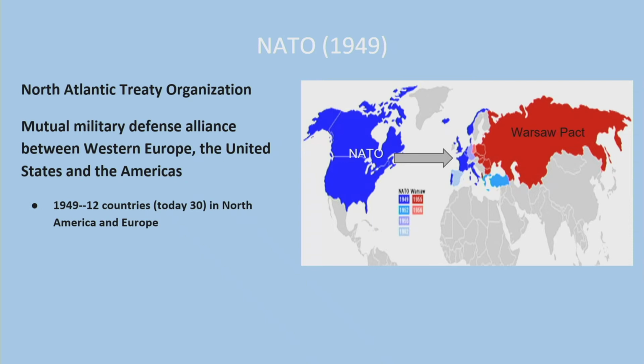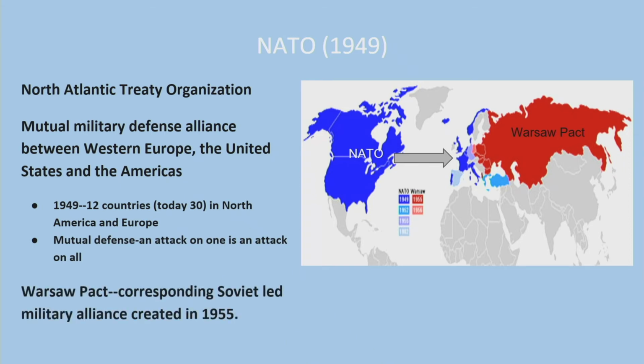If someone attacks the United Kingdom, it's the same as if they had attacked the United States in terms of war. That alliance has been going strong since 1949, still going on today. Today we have 30 members in North America and in Europe as a part of that military alliance. In response to the NATO alliance, the Soviets will form in 1955 what is known as the Warsaw Pact, which is a similar pact between the Soviet nation and its allies in Eastern Europe and in Asia.